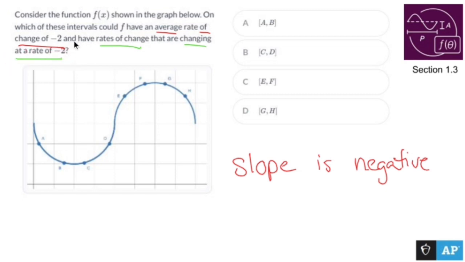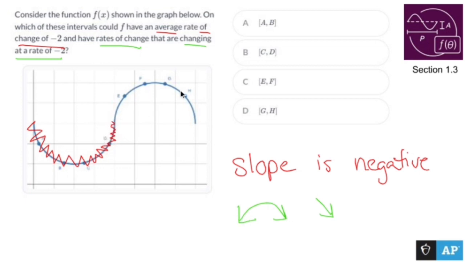What that implies is if the rates of change are changing at -2, that implies concave down, because the rate of change of the rate of change is negative. So I need a negative slope and I need concave down. Now, before I even look at these options, let's find out where we have concave down. So, inflection point.